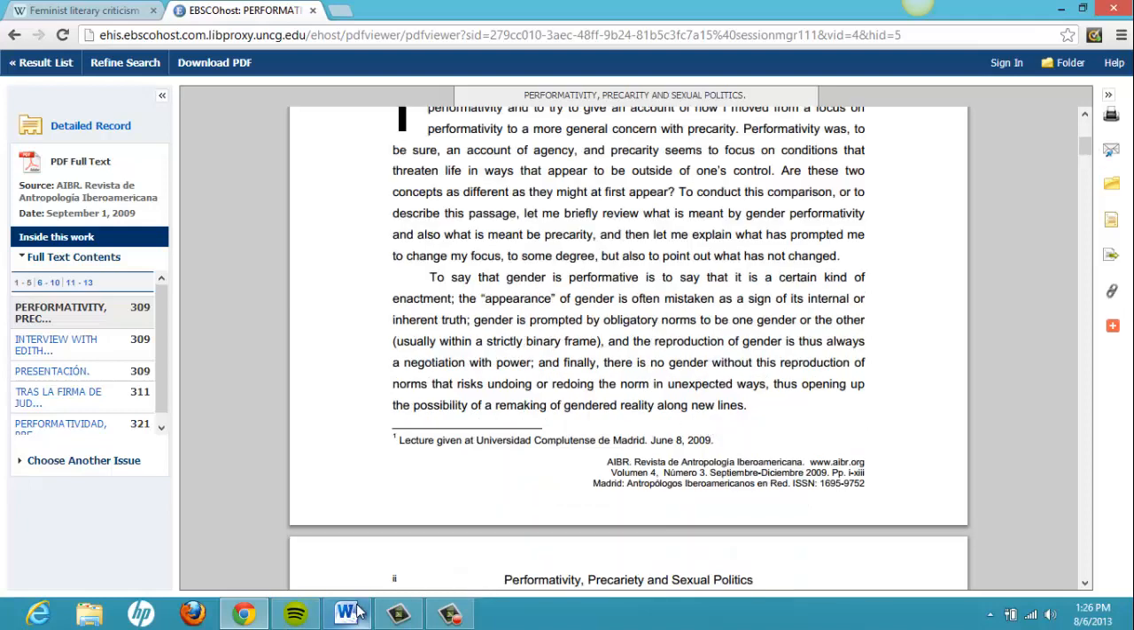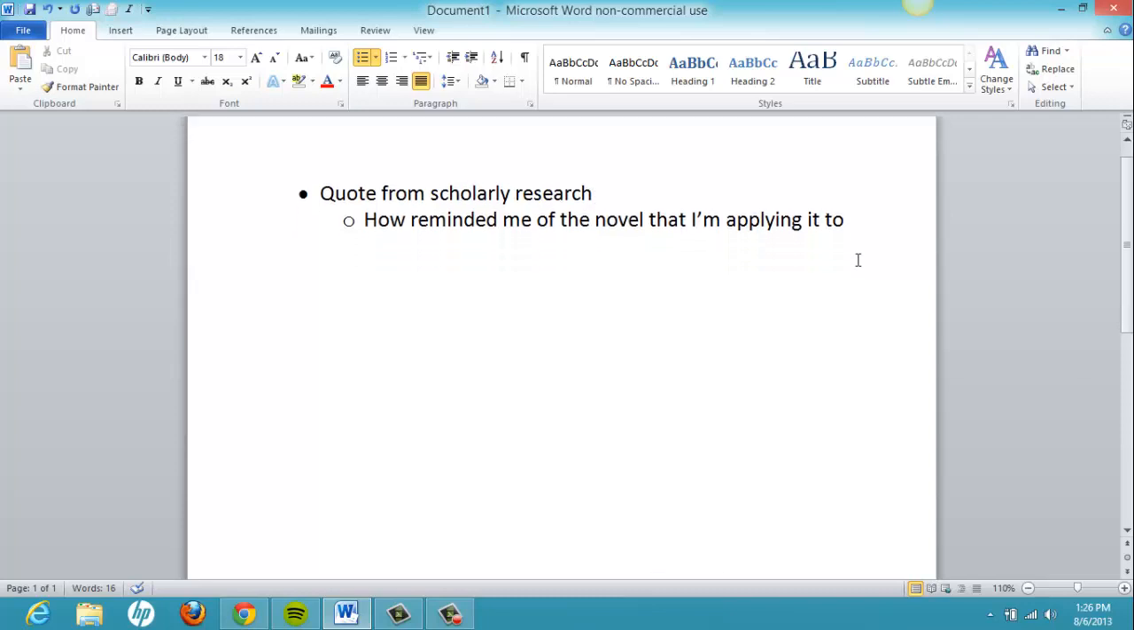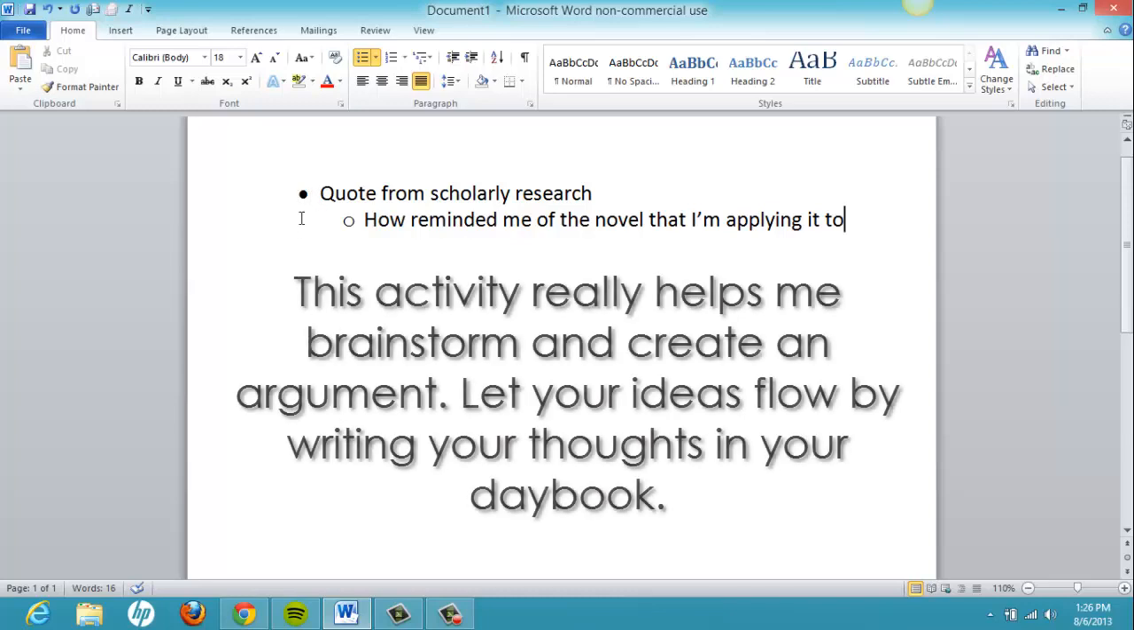Then I go to a Word document, or my daybook, and type the quote from the scholarly research that I found. So in this instance, I would type a quote from this Judith Butler article that I found very interesting and that I thought could be applicable to a character, whether it be It or the mother or the teachers. And then I write under it how it reminded me of the novel. And so I'm going to have several of these throughout my Word document or daybook.